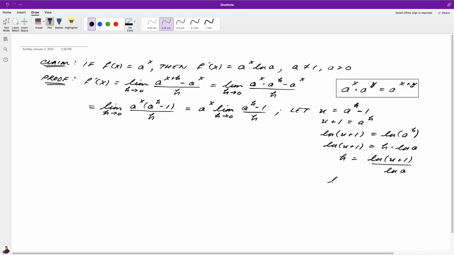Now the limit as h trends to 0 of a to the h minus 1 is 0, because as h goes to 0, a to the 0 is 1. As h goes to 0, a to the h goes to 1, and 1 minus 1 is 0. But that's the same thing as the limit as u goes to 0 of u.